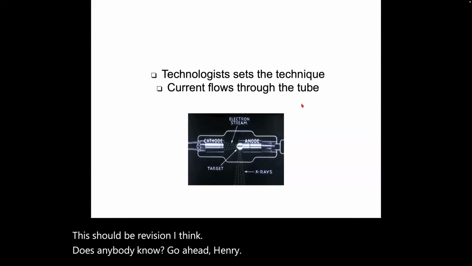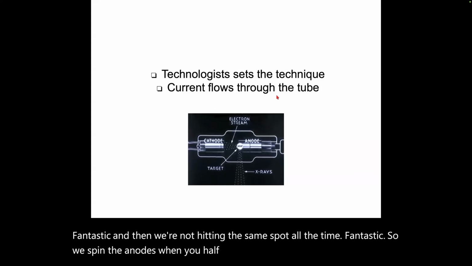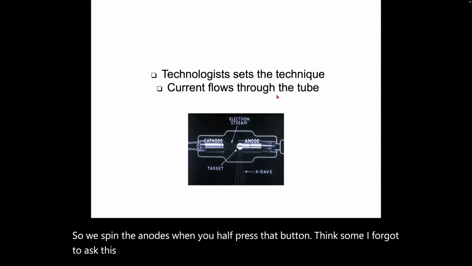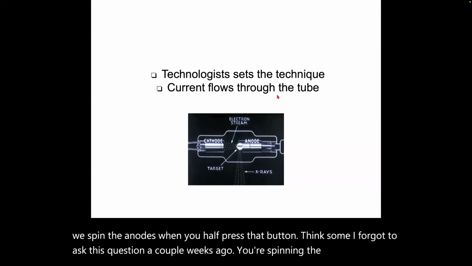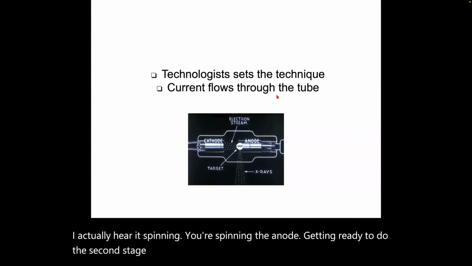It can dissipate the heat better if it's rotating. Fantastic. And then we're not hitting the same spot all the time. So we spin the anode. When you half press that button, I forgot who asked this question a couple weeks ago, you're spinning the anode. You actually hear it spinning. You're getting ready to do the second stage of exposure, much like you do for a camera, right?